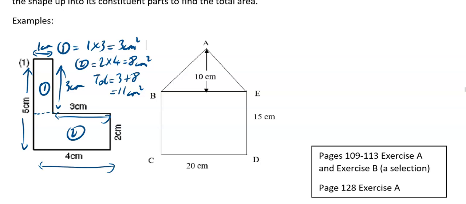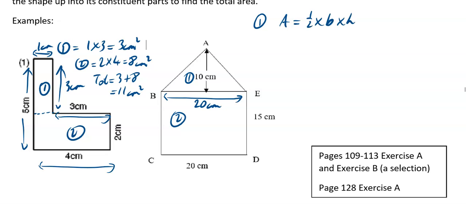Okay, our last one, we'll just add on one more dimension. That's going to be 20 centimeters along here. So we've got our triangle 1 and we've got our rectangle 2. For 1, the area is equal to a half times the base times the height. In this case, that's a half times 20 times 10. A half times 20 is 10, times 10 is going to be 100.